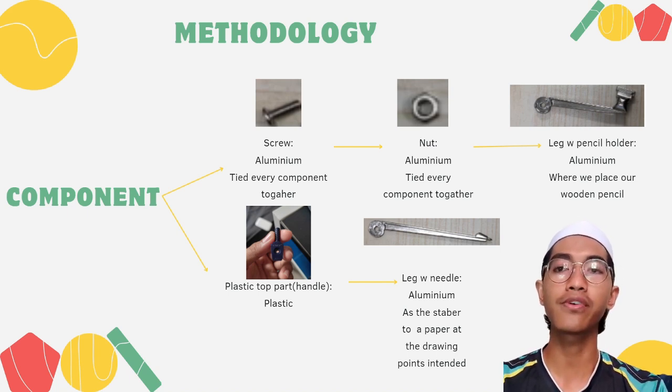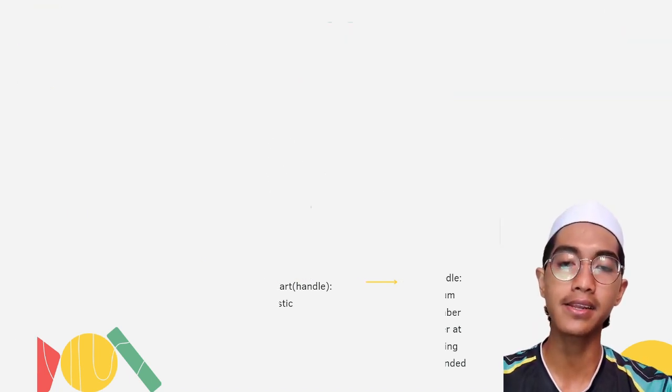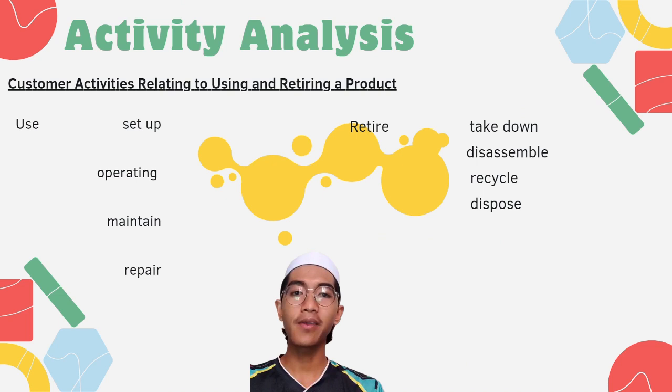The material used for this leg is aluminium, and the function is as the staple to a paper at the drawing points intended. Then, I will explain about the activity analysis for the compass. For customer activities relating to using and retiring a product, the activity analysis is divided into two parts, which is how to use it and the retire procedure.